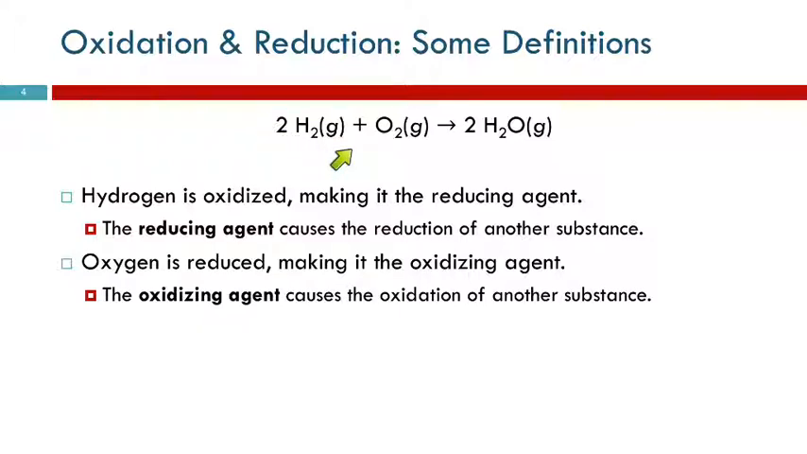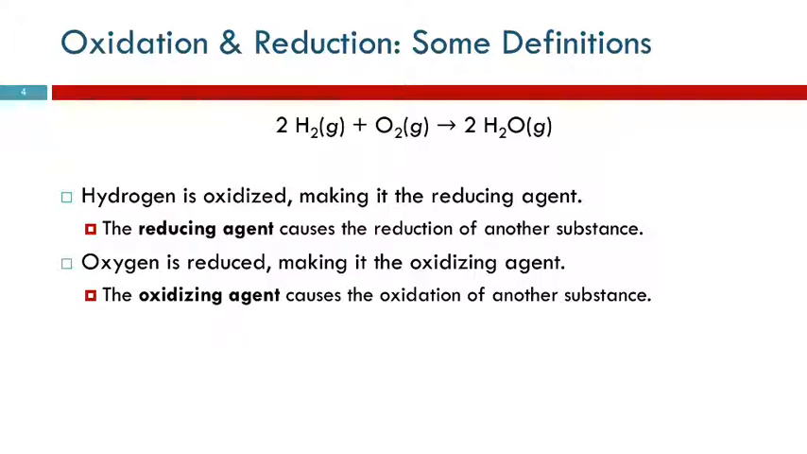So here we have hydrogen and oxygen reacting to form water. And we can look at this and say, well, that's not an ionic compound. How do we see that there are electrons changing? Well, that's a little harder. But we can see that here, hydrogen had no oxygen, and now hydrogen has oxygen. Hydrogen was oxidized. And that makes it a reducing agent. So as if you weren't confused enough today, I have to throw this at you. The reducing agent causes something else to be reduced.